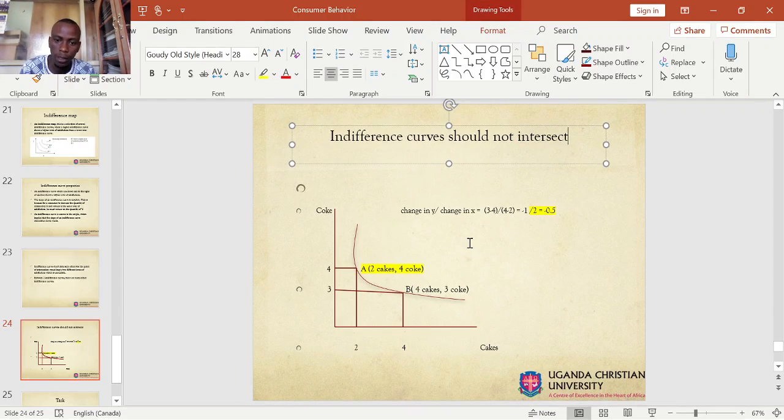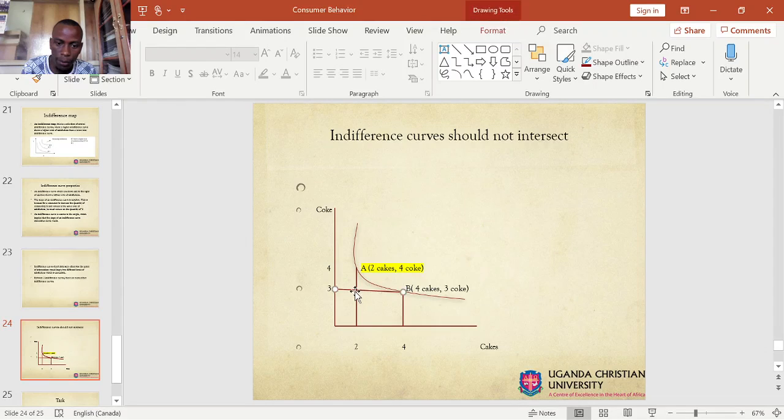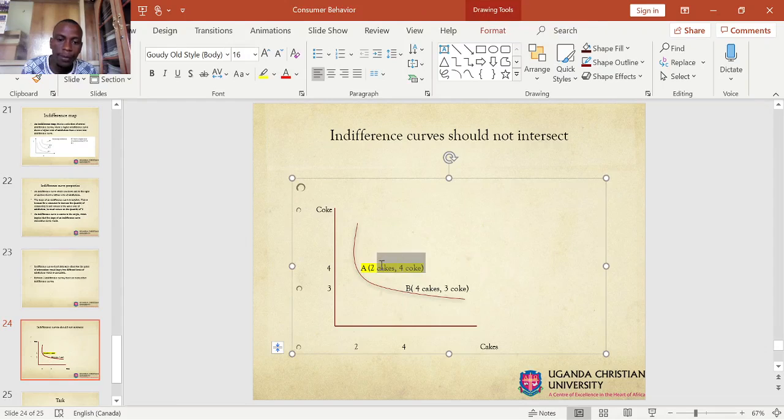Let me first remove this. Let me remove that. I should also remove this.